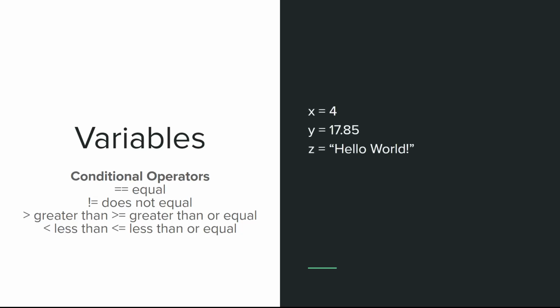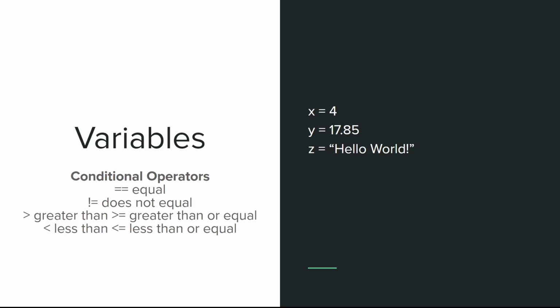The next thing we want to talk about are variables. These are when we want to store a value, and that could be anything. That could be a single digit, like 4. It could be multiple digits with decimal points, like 17.85. Or it could be a string of characters, a phrase that we want to say, like "Hello World." If we store variables like that, we could then change them at a future date. Right now x equals 4, but maybe later in the program I want x to equal 7 for some reason.